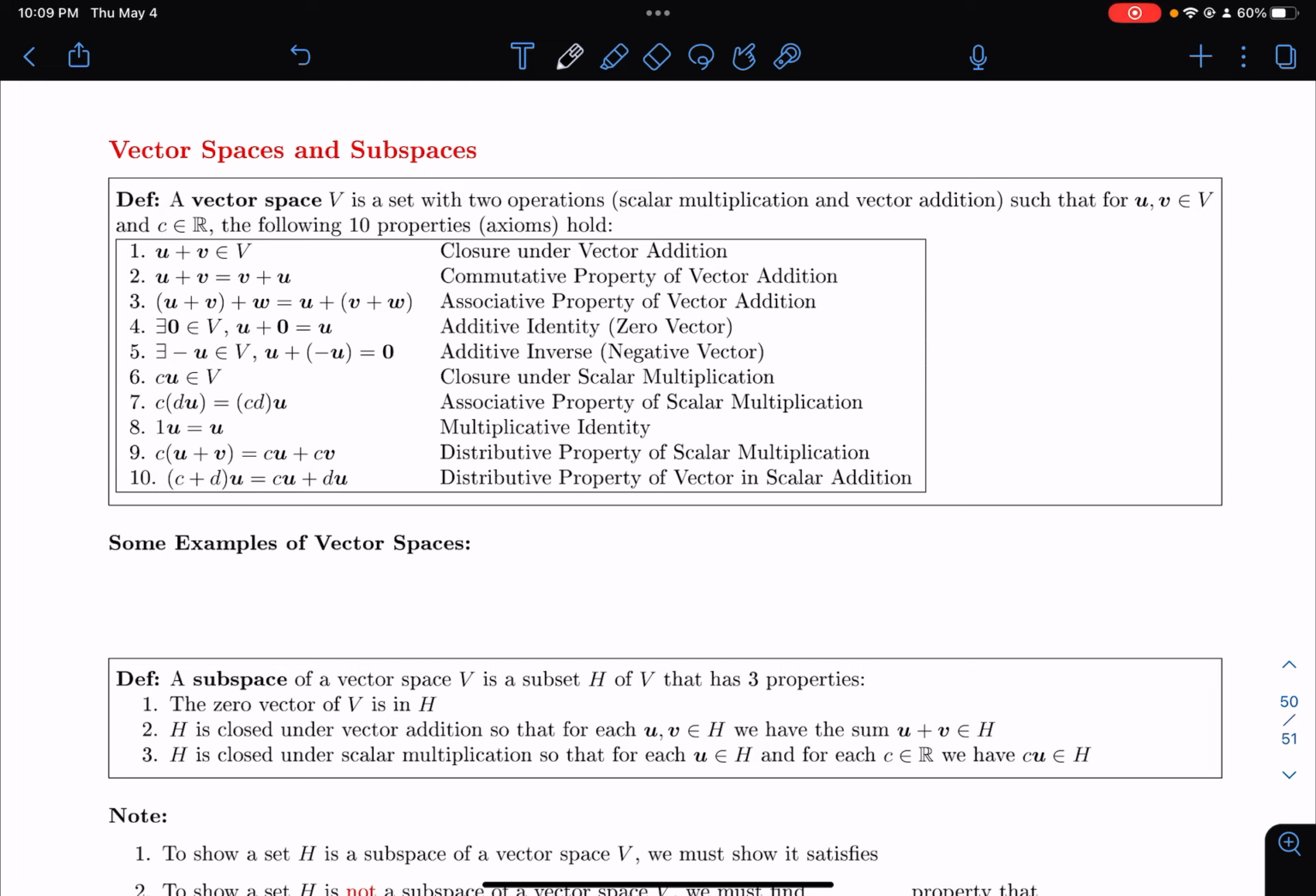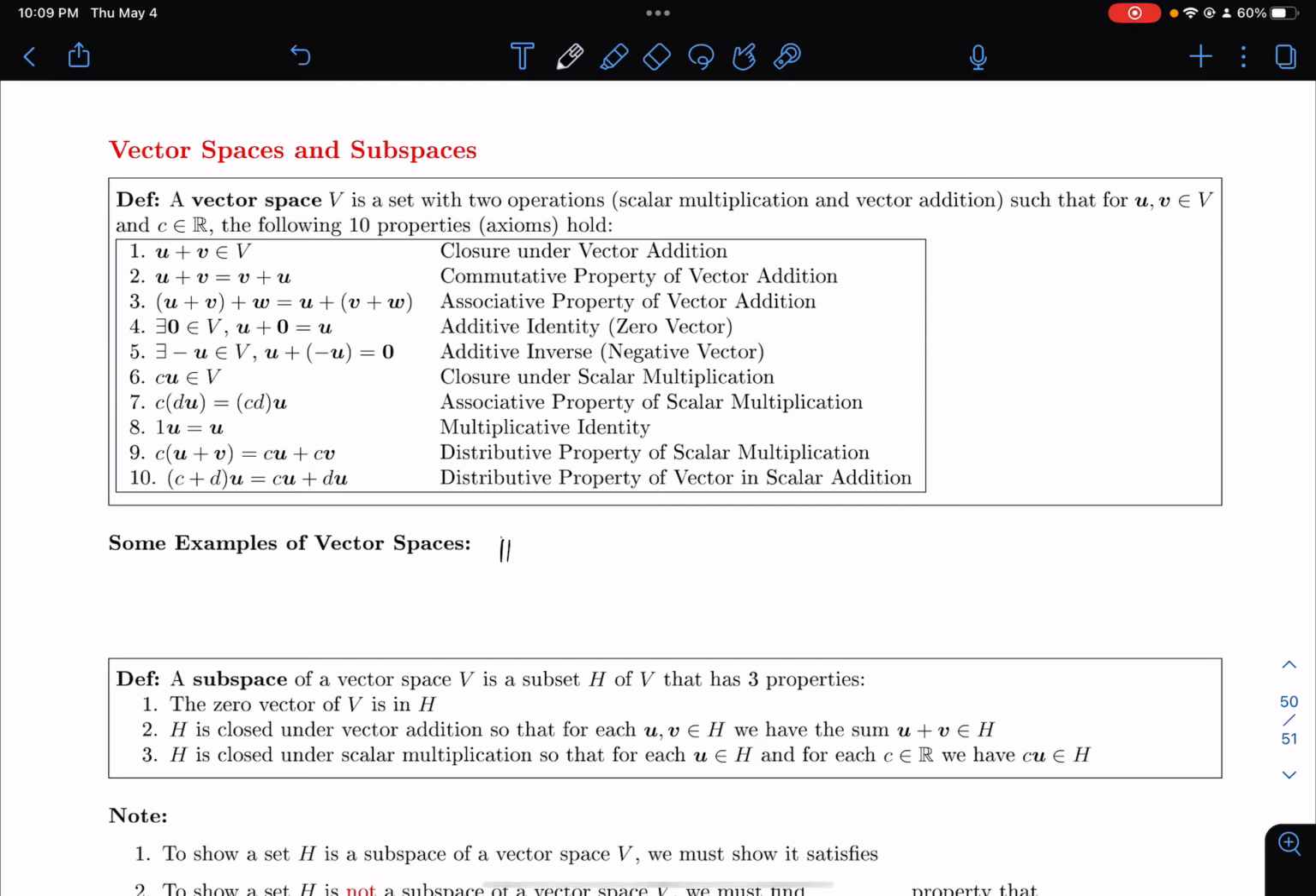And the key thing that a vector space needs to do is satisfy this list of 10 properties. I won't focus too much on the 10 properties in this video. We've talked about them more in class. I just want to remind you, what are some examples of vector spaces?